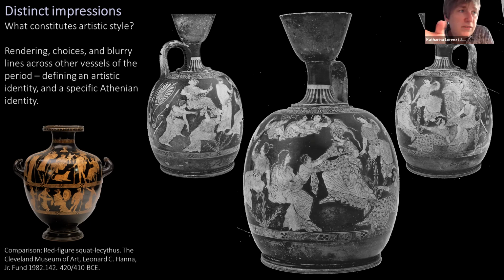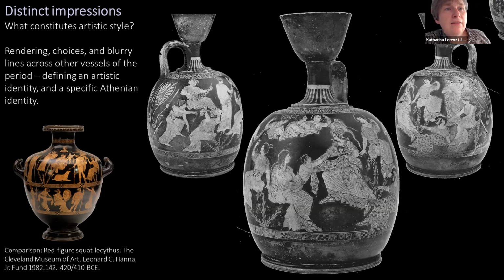And in fact, this is what has been done here. I'm showing you vessels by the Midias Painter and what we call his circle. So the Karlsruhe piece is not seen as a work by the artist himself, but of a wider circle of people who share particular elements of artistic style. And we can see here, I brought you another example, a Lekythos in Cleveland. We can see some of these elements of artistic style across other pots.